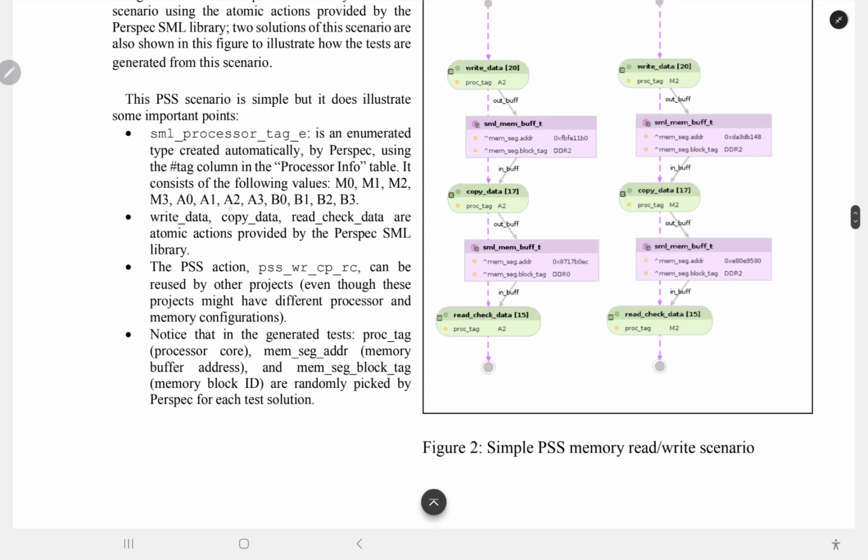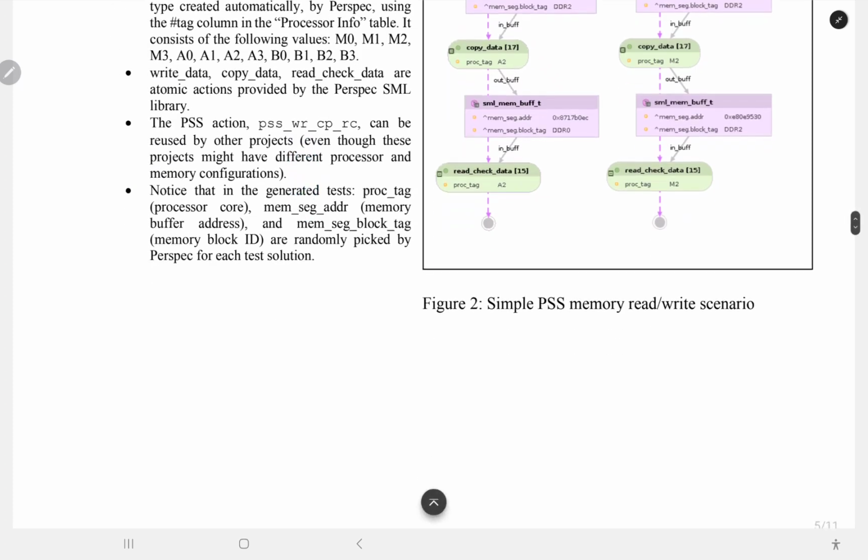Write_data, copy_data, read_check_data R, atomic actions provided by the Perspec XML library. The PSS actions, PSS WRC PRC, can usually be used by other projects, even though these projects might have a different processor and memory configuration.